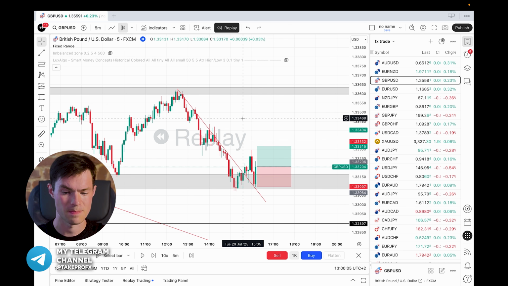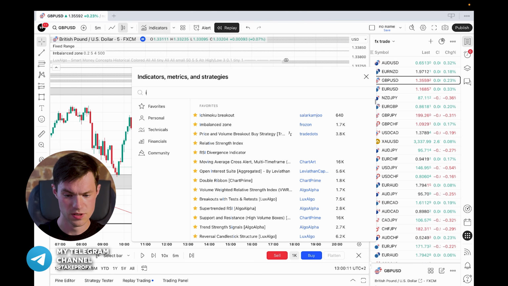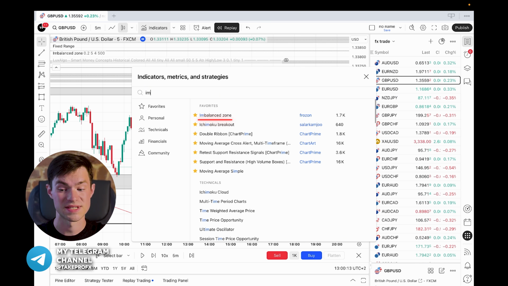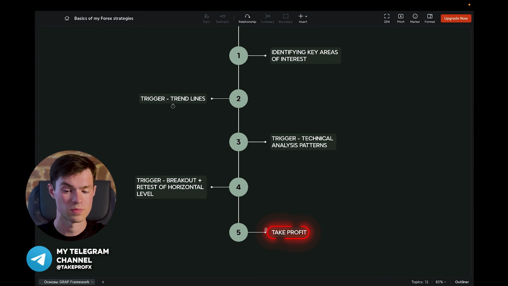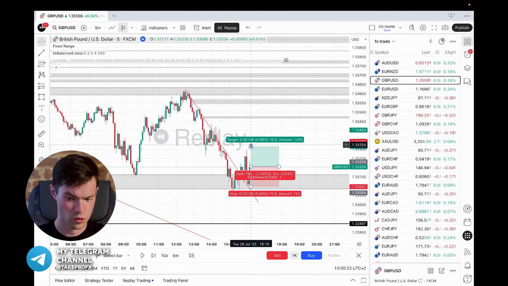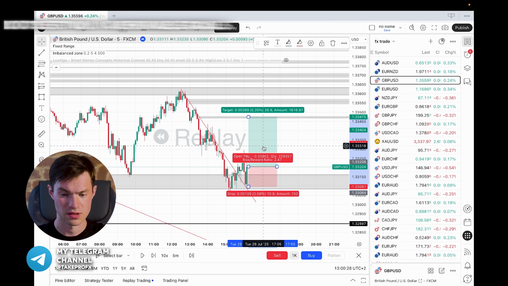I also use the imbalance indicator. You can also add it by searching for the name. Here is this indicator, imbalance zone, from the author called Frozen. This indicator immediately shows me where to place take profit. This is the last point, and let's say I'm a very conservative trader. I always take achievable goals.